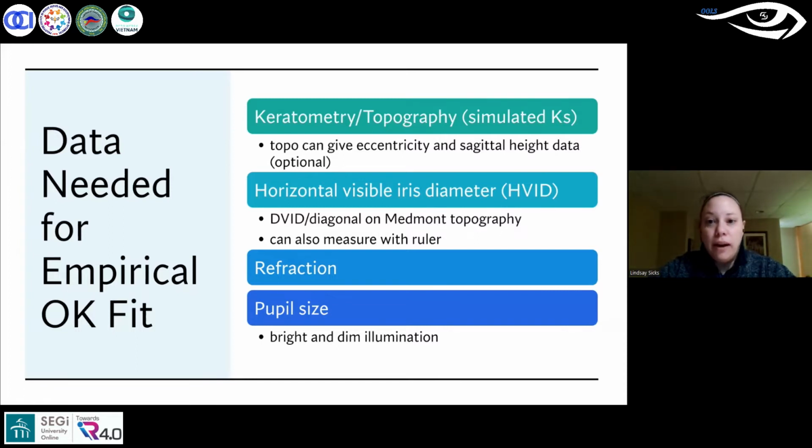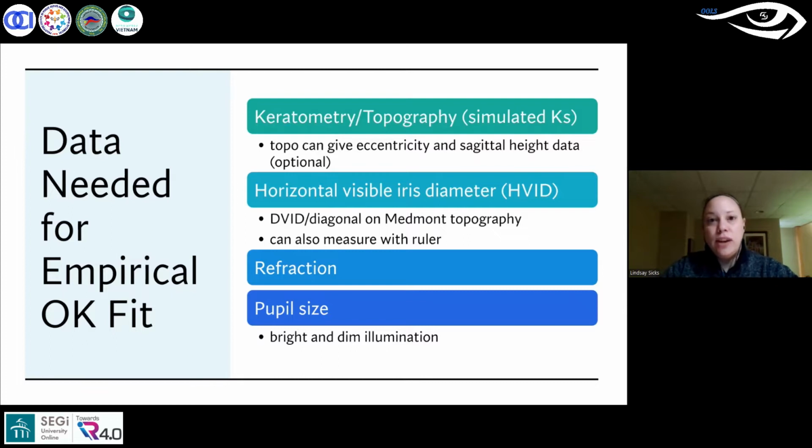The horizontal visible iris diameter is another piece of data that's really helpful. This is also called HVID, and that's what I'll tend to call it throughout this talk. On our MedMont topographer, this comes out as a diagonal visible iris diameter, or DVID. So you may hear that term discussed. But you can also do the very low-tech version and measure this with a PD ruler, pupillary ruler, and just figure out what the millimeters are of your patient's HVID. And that's really helpful for determining the starting diameter for your patient.